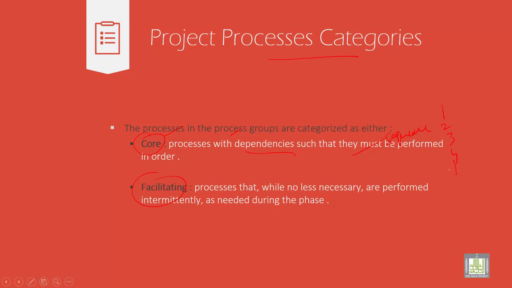Then facilitating means processes that, no less necessary, are performed intermittently as needed during the phase. For example, if there is any need while executing the project, then you have to deliver the facilities so that it runs in a very smooth manner, so that the project is done smoothly during the need. That is very important.